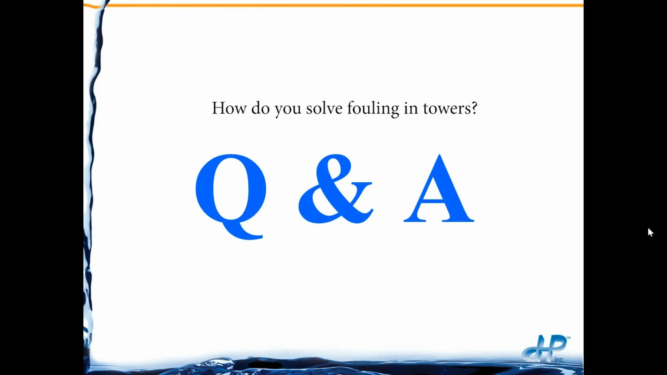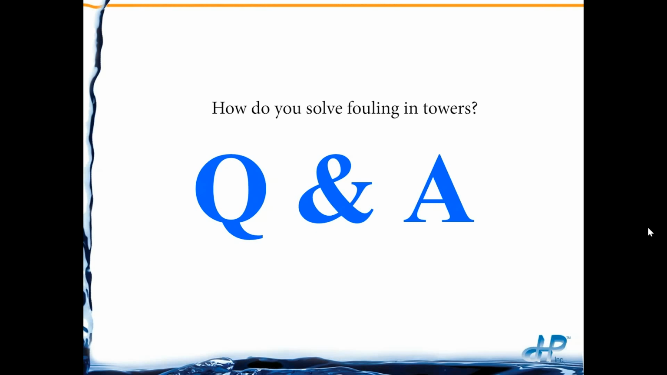How do you solve fouling in towers? Well, that's definitely a multi-million-dollar question. Fouling in towers actually comes in different forms. You can have calcium carbonate, iron oxidation, iron bacteria, hydrogen sulfide, and of course hydrogen sulfide bacteria. But the best way to solve the fouling in towers is through proper setup of the pretreatment on the water and the selection, as I mentioned in the webinar, of the tower.